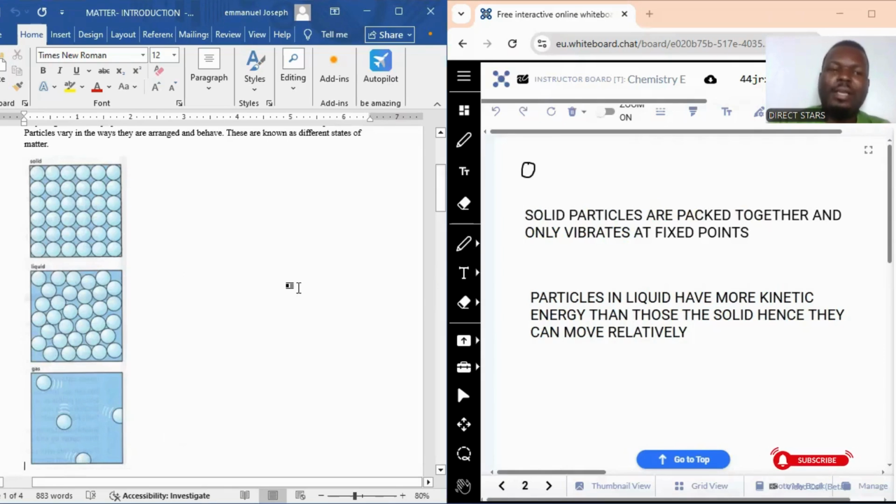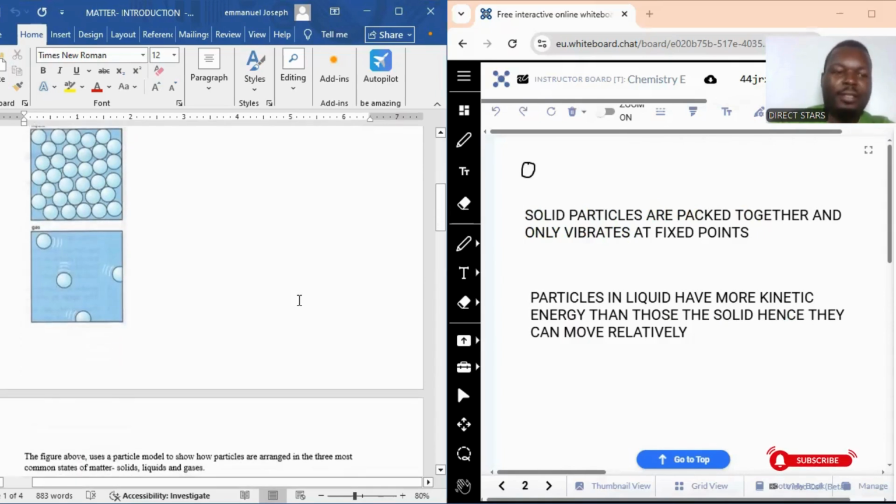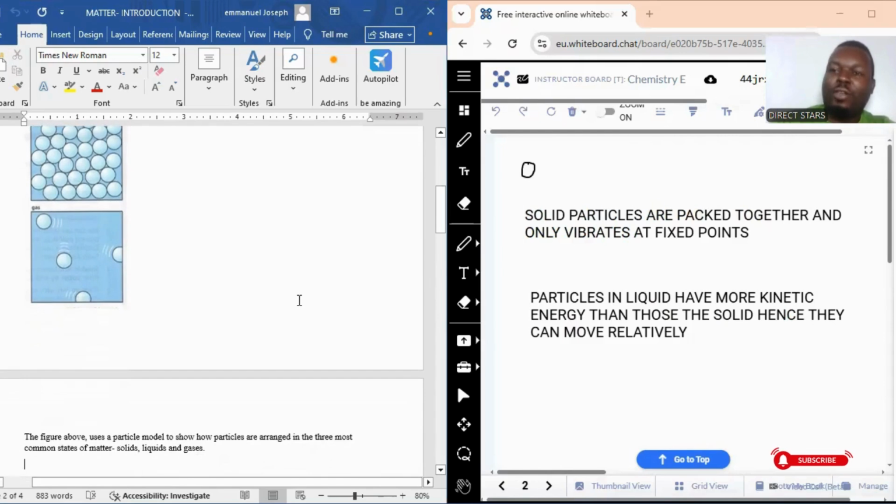So you can see why it's easier for us to just pass our finger through the air than even in water, but impossible when it comes to solid, because of these relative differences in the kinetic energy of the particles in these various states of matter.